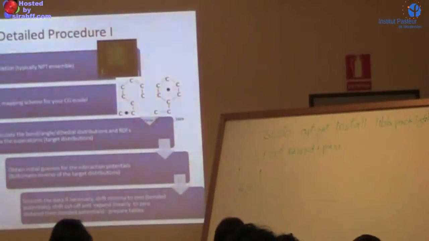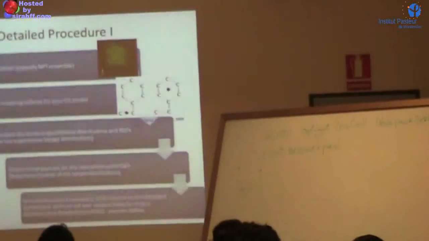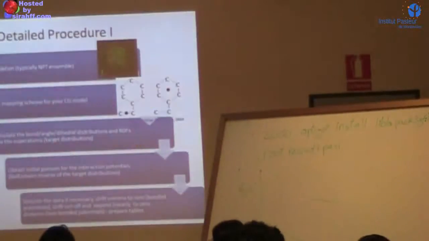There may be different ways to choose it. That's an interesting simulation, how the mapping looks. Then you have the RDF. This is the real RDF, in this case the polystyrene atomistic simulation. And this green is the Boltzmann inverse, and we normally shift it so the minimum is at zero.